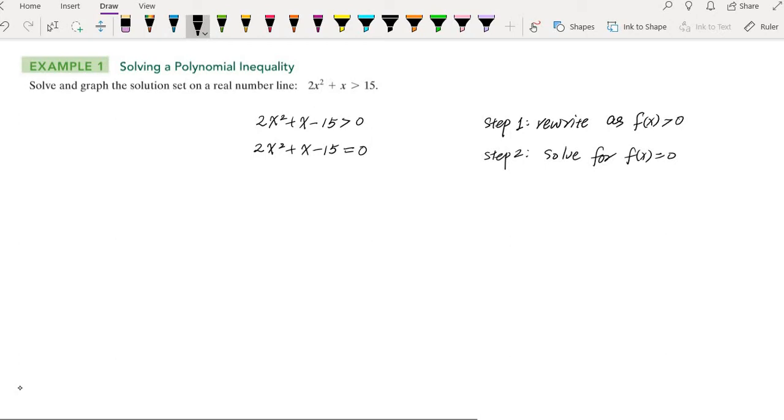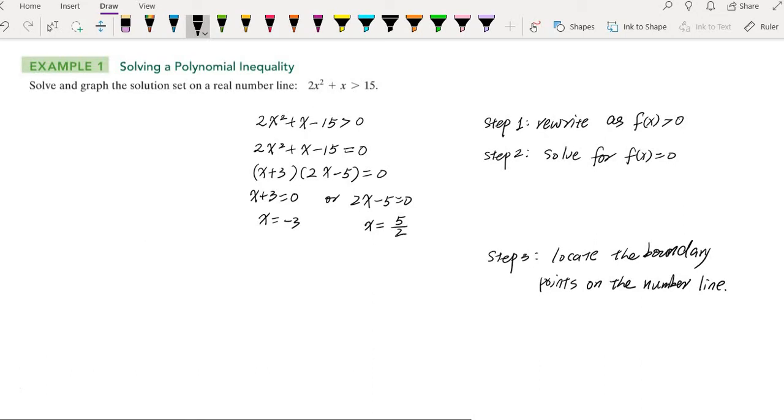In this case, we can actually factor this. We're going to get x plus 3 and 2x minus 5 equal to 0. So we're going to solve this. We get x plus 3 equals 0, or 2x minus 5 equals 0. Solving these, we get x equal to negative 3, and x equal to 5 over 2.